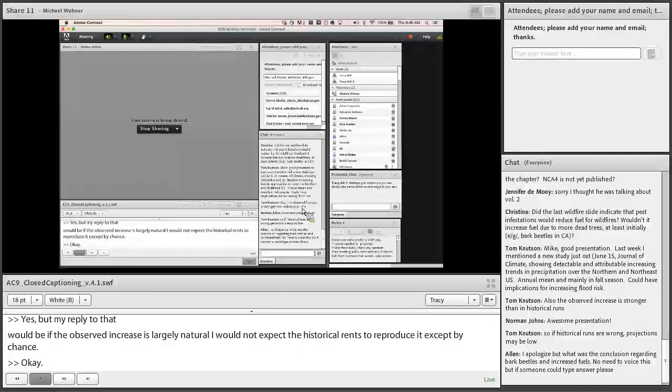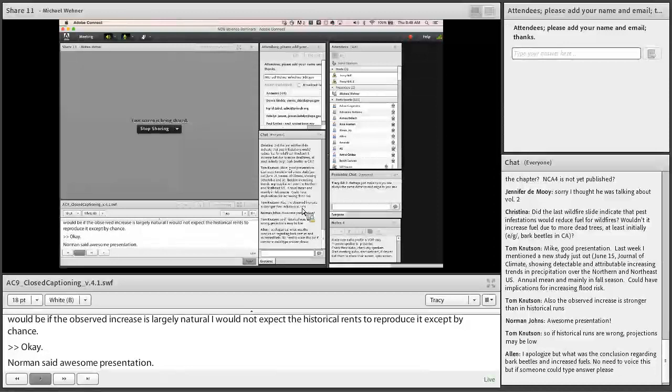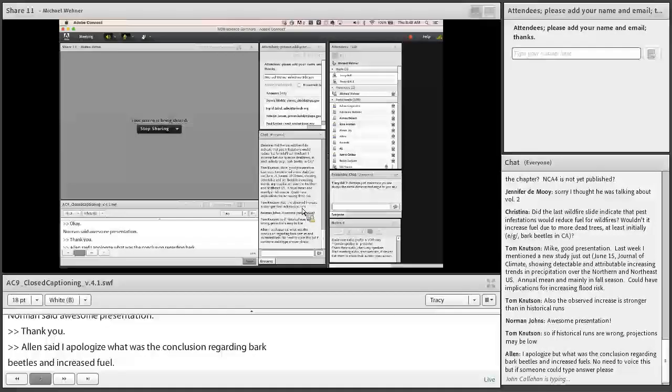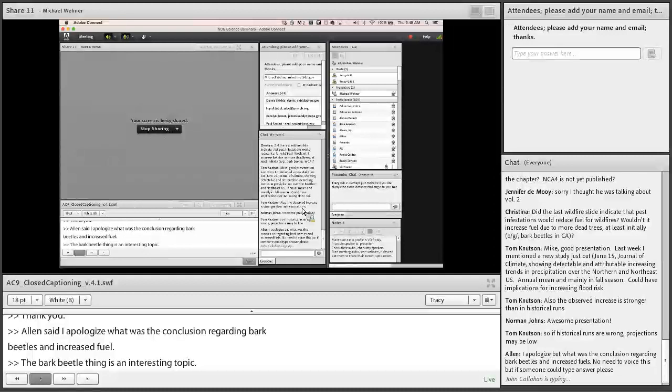Let's see, a few more questions. Oh, Alan says, I apologize, but what was the conclusion regarding bark beetles and increased fuel? No need to voice this, but if someone could type answer, please. Okay. Well, the bark beetle thing is an interesting topic. Some folks would like to draw a connection between increased bark beetle infestations and climate change. I'm not aware of a formal attribution study on that.